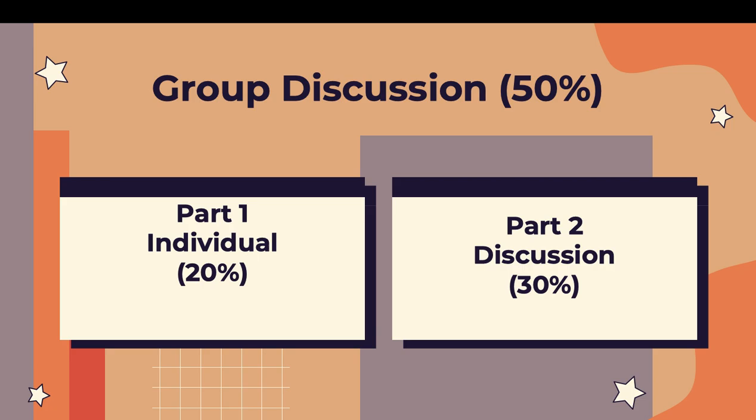So for group discussion, it's divided into two parts, but these two parts are conducted within the same session. So there's only one evaluation. Part 1 is individual and part 2 is discussion. Part 1 is 20% and part 2 is 30%.